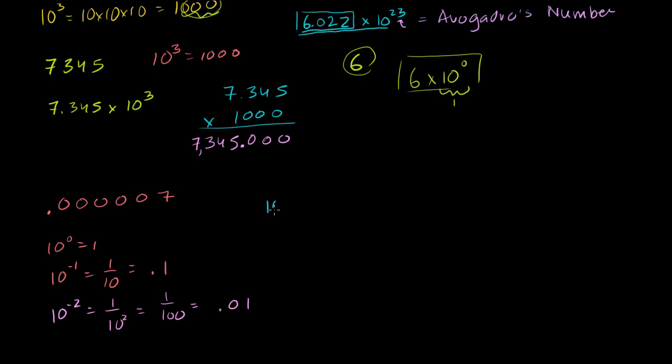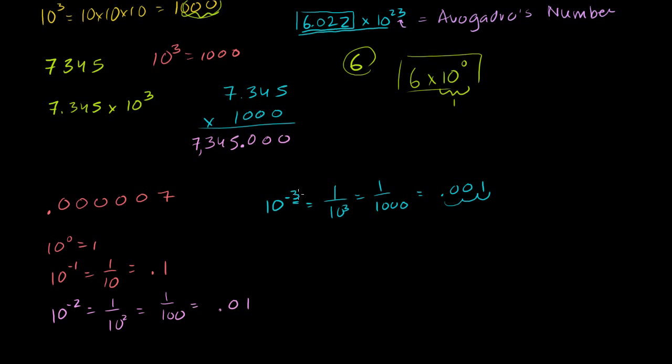10 to the minus 3. 10 to the minus 3 is equal to 1 over 10 to the third, which is equal to 1 over 1,000, which is equal to 0.001. So the general pattern here is 10 to the whatever negative power is however many places you're going to have behind the decimal point. So here, it's not the number of zeros.